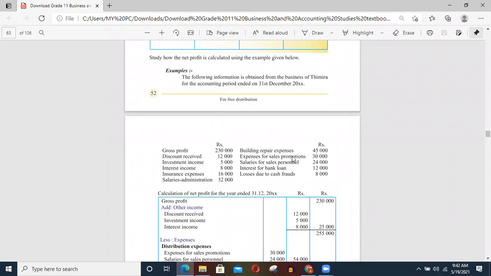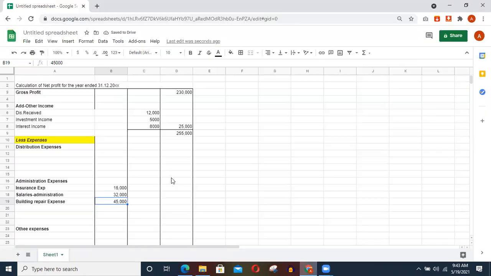Expenses for sales promotion. So this expense that is coming up is because of selling or distributing, right? So this 30,000 comes under distribution expense, and salaries for sales personnel once again you can see, right? You're paying for the sales personnel, which means that expense is also incurred because of selling or distributing, right? So 25,000 and 30,000 comes under distribution expense. Okay, now let's mention that.